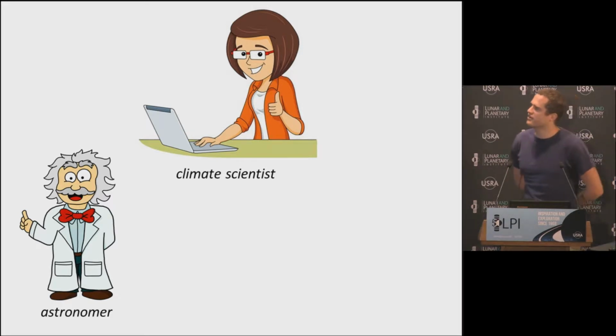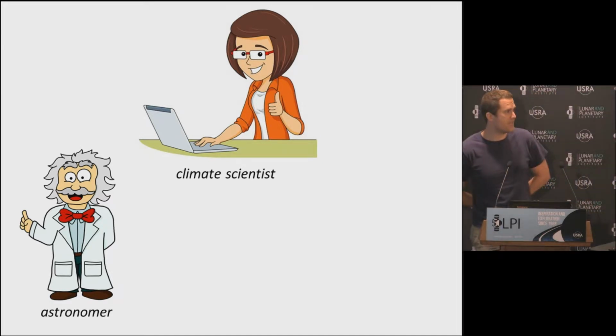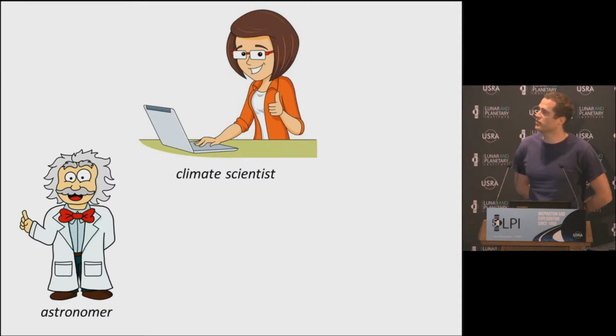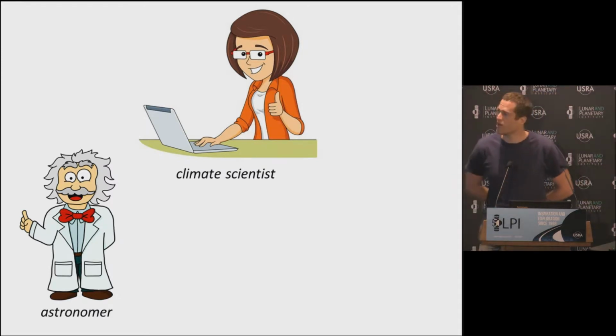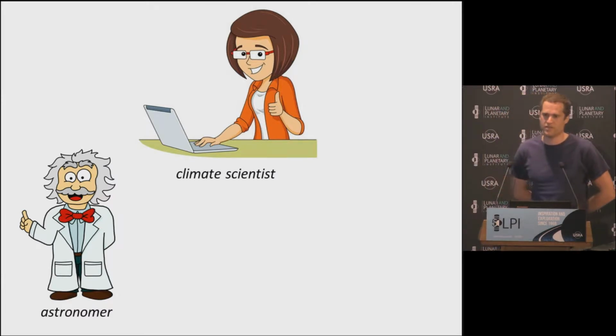Then we're going to have our friend, the climate scientist. So she's really good at geophysical fluid dynamics, radiative transfer, computers, stuff like that. She can make really good models of Earth, how it is today, but her problem is that a long time for her is 100 years.